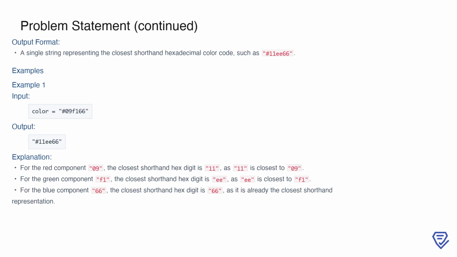For example, consider the input color equals #09F166. The solution involves evaluating each component of the color code. For the red component 09, the closest shorthand is 11 because it minimizes the squared difference. For the green component F1, the shorthand EE is closest, and for the blue component 66, it is already in shorthand format. Combining these, the output becomes #11EE66. This process ensures that each color component is converted to its nearest shorthand representation, minimizing the squared difference.